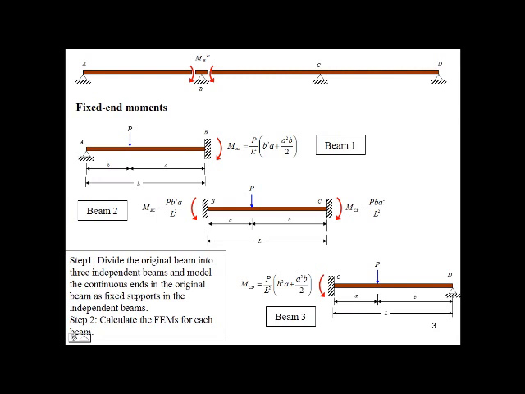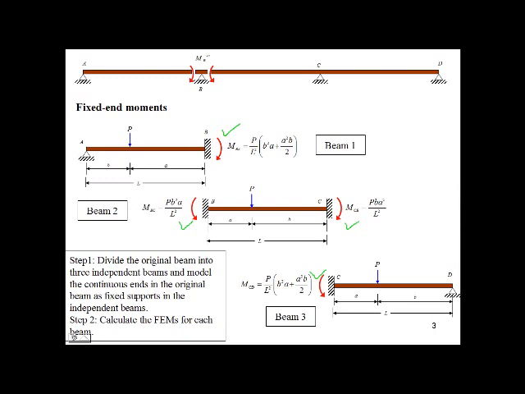Step 2. Calculate the fixed end moments for each beam. Beam 1 has 1 fixed end moment. Beam 2 has 2 fixed end moments. And beam 3 has 1 fixed end moment. These fixed end moments can be found in almost all textbooks on structural analysis, mechanics of materials, and codes.